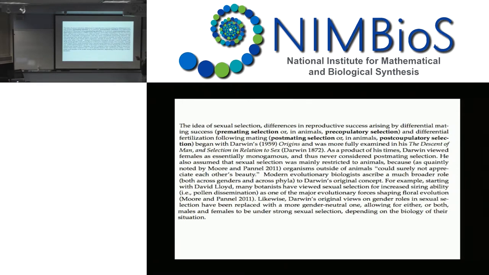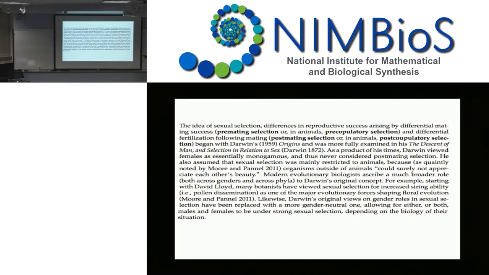So we can basically break sexual selection down into pre-mating selection, often called pre-copulatory selection, something that doesn't make sense for plants, so we'll talk about pre-mating selection. And you can have post-mating selection, or post-copulatory.